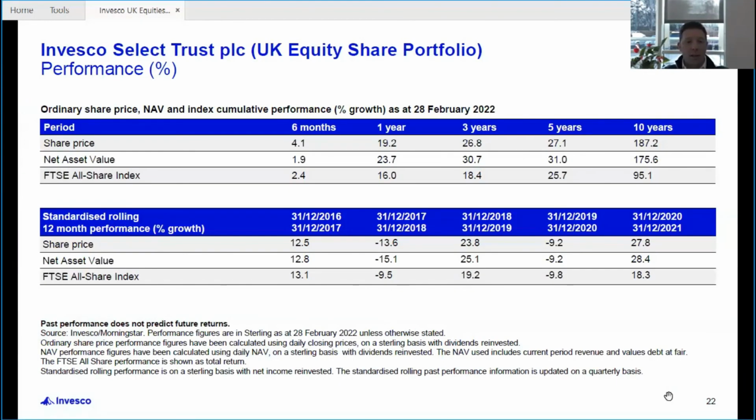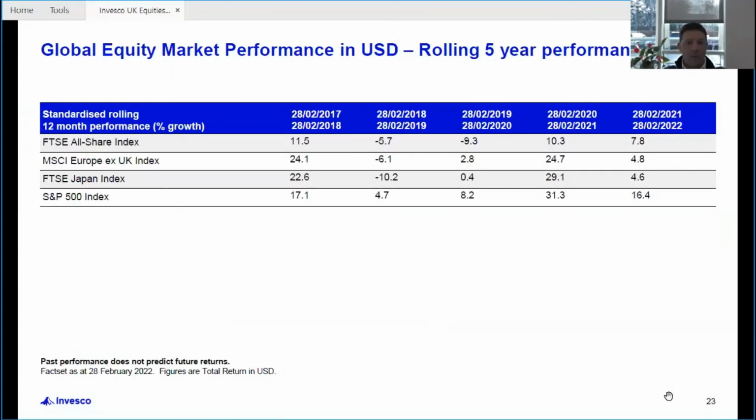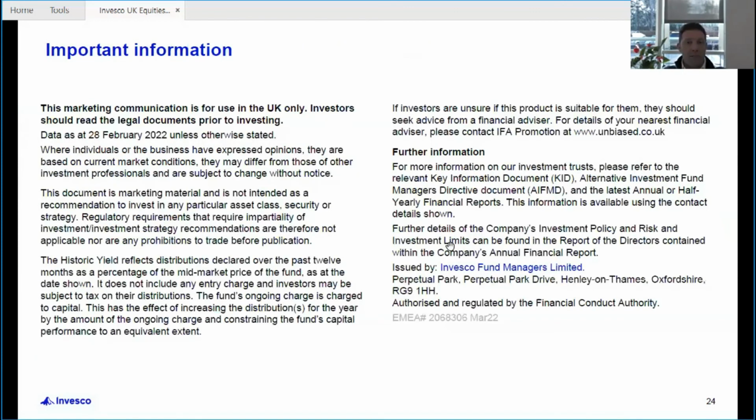So firstly, the performance, because we talked about performance over the discrete periods going back 10 years, and then secondly, because I've referred to the performance of some other indices. On the next slide, we've got the performance over rolling 5 years of the FTSE All-Share and those 3 international indices. So with that, I'm going to say thank you very much for your time. I hope it's been of some use, and goodbye.